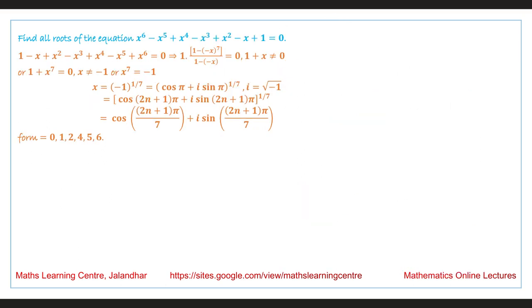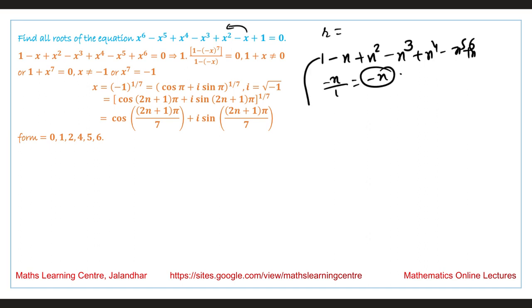Next, we have to find all the roots of this equation: x raised to power 6 minus x raised to power 5 plus x raised to power 4 and so on. If we look at this equation, it is a GP, and you can write this equation in the form 1 minus x plus x square minus x cube plus x4 minus x5 plus x6. The common ratio over here is minus x by 1, that is equal to minus x, and the sum of this GP will be, first term is 1, into 1 minus minus x raised to the power 7 divided by 1 minus minus x.